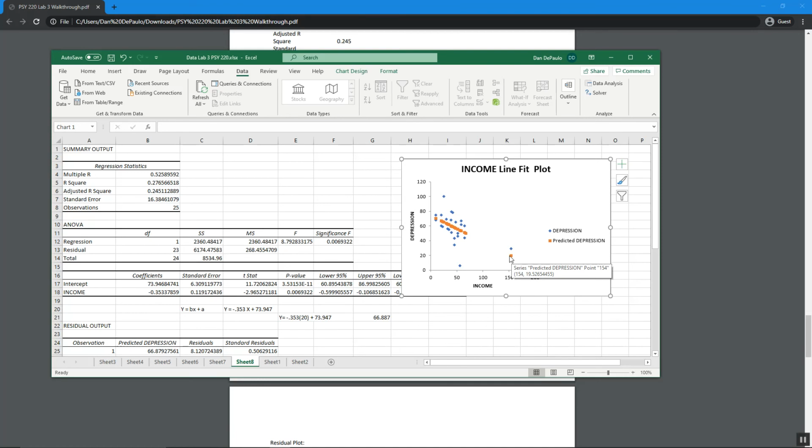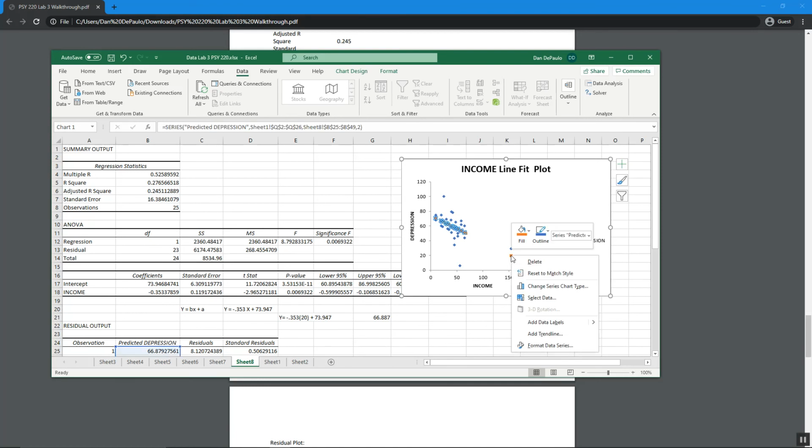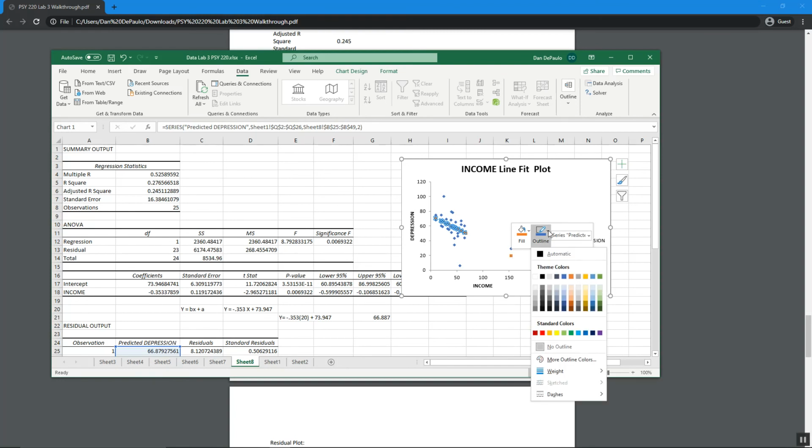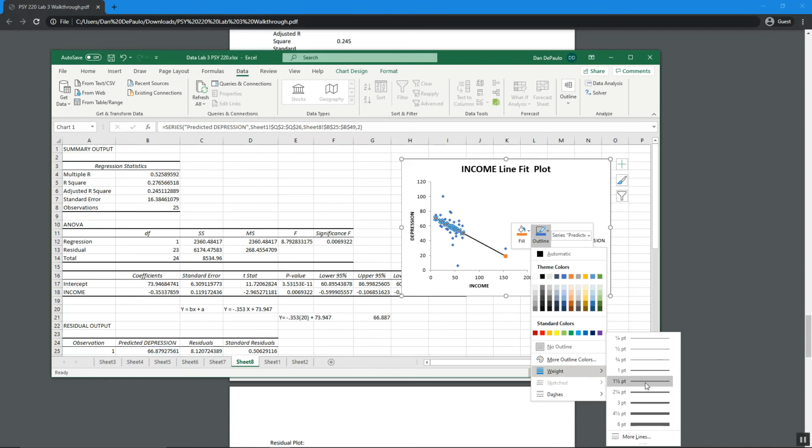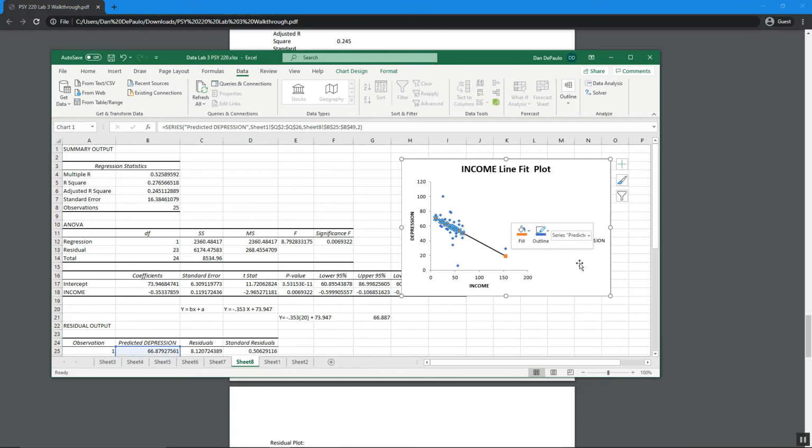I want to right click one of these orange dots, and then it gives me an option to do outline up here. So if I click on outline and I go down here, it's going to give me weight of the line, and I can pick the weight of the line to make up the regression line. So let's make it like that. I'll use 1.5. 2.5 is thicker. I'm going to use 1.5. And now the line is in there.